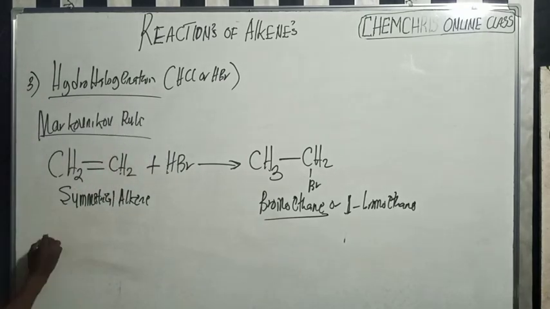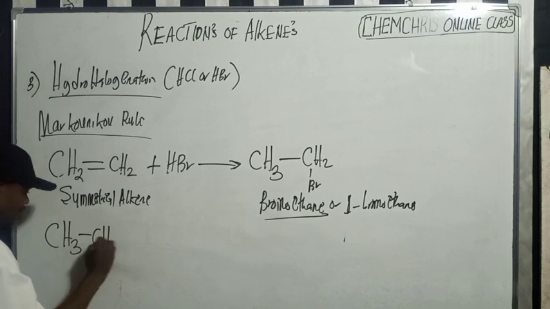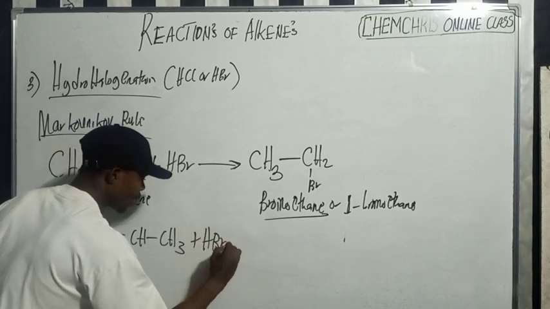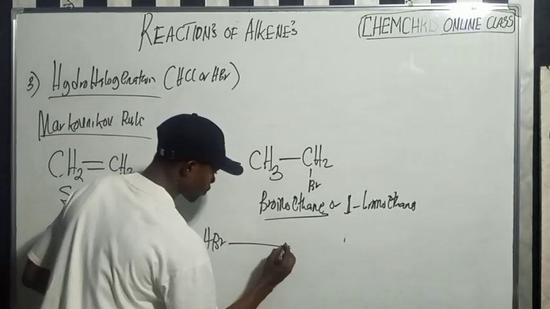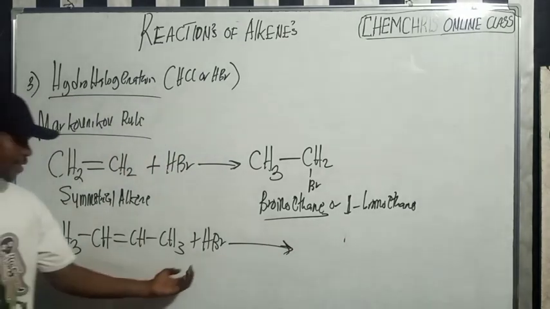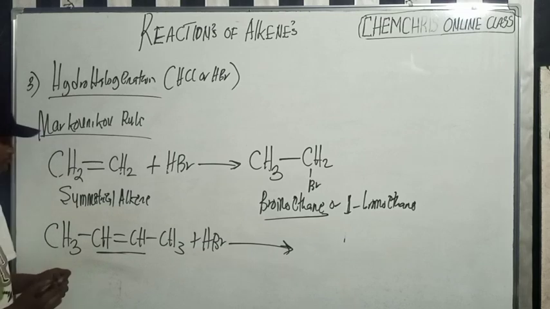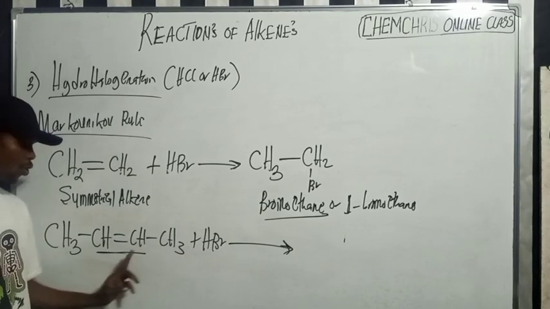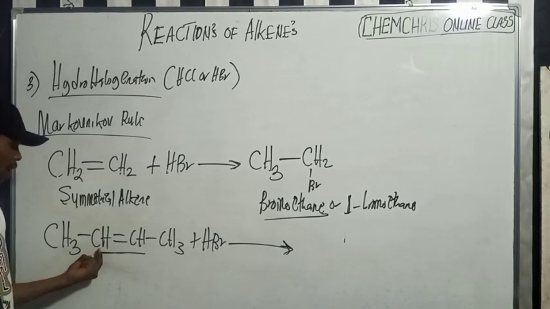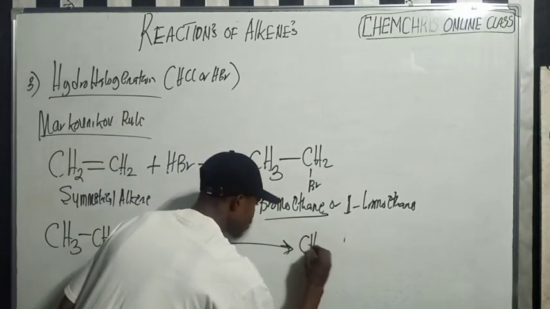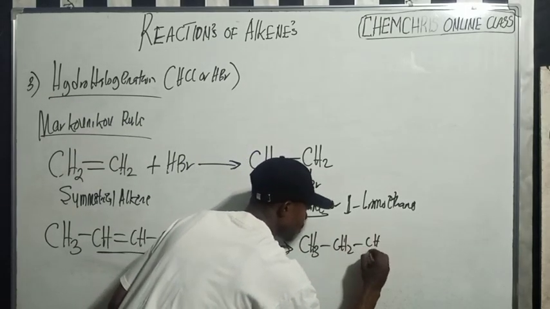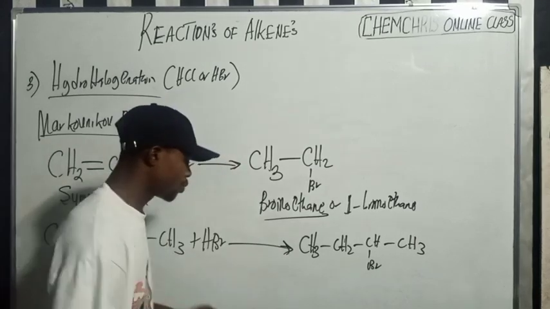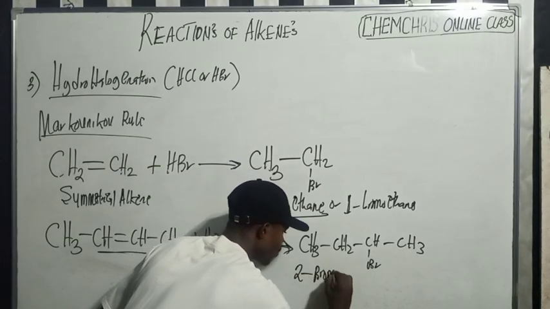If I should look at this other one here, CH3, here we have CH3, plus HBr. What will be the product? Right there, what will be the product? Now, in this one, these two carbon atoms have equal numbers of hydrogen, right? So now your hydrogen will be here, and Br will be here. Do you understand? So if I add hydrogen here, I'm going to have CH3, CH2, CH, here we have Br and CH3. What will happen? So the product is going to be 2-bromobutane.